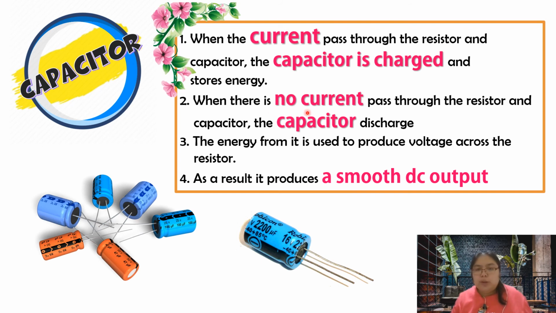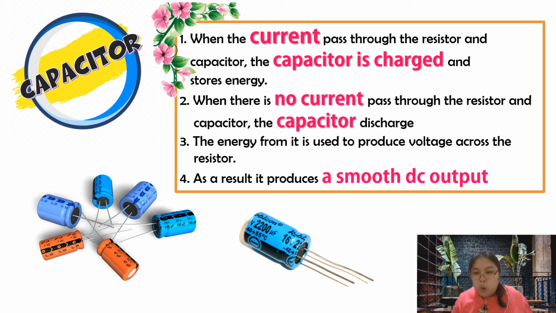When there's no current, what situation is there no current? There's a reverse bias. When there's no current passing through the resistor and the capacitor, the capacitor will discharge. What does discharge mean? That means they will release the charge to the circuit. So the energy from it is used to produce the voltage across the resistor. So the discharge means they release the voltage to pass through the whole circuit.